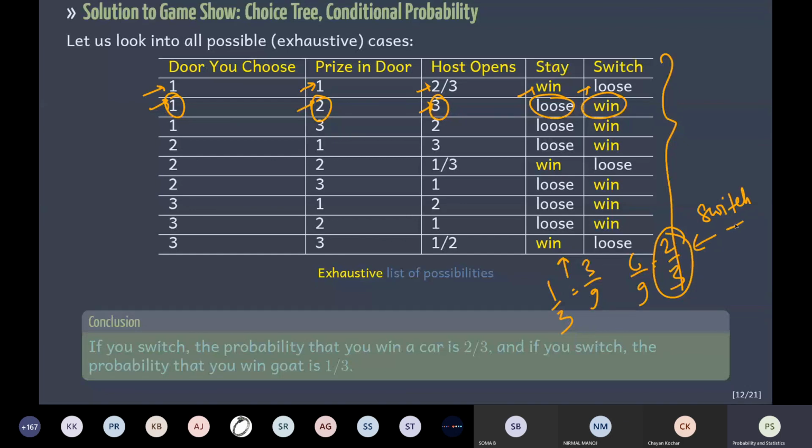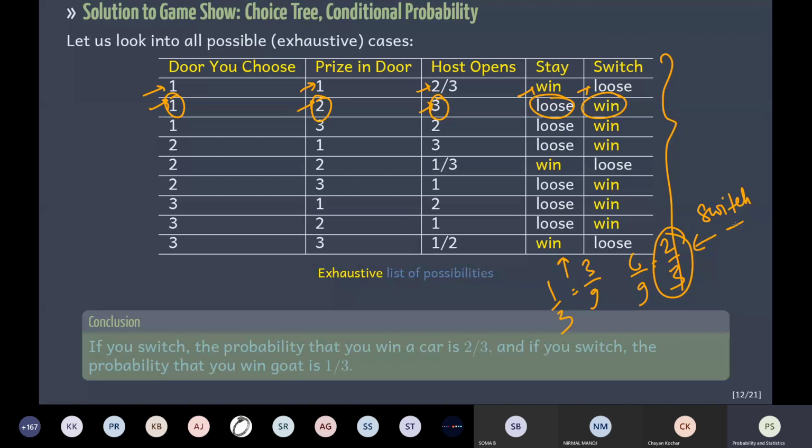Okay, so that's a little bit counterintuitive, but you can extend this problem to more, let us say 100 doors, and one has a car, remaining have goats, and you can see how the probability changes. If you do it for more doors, you get more intuition on this problem.